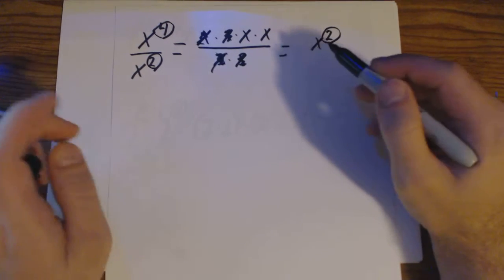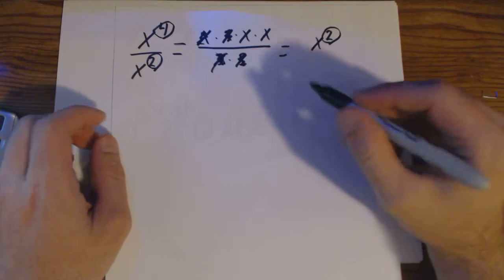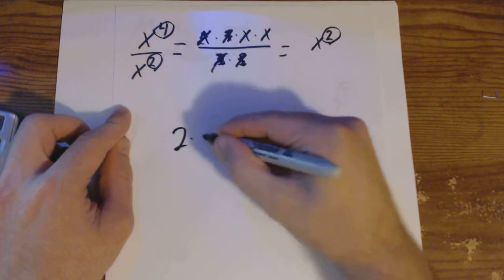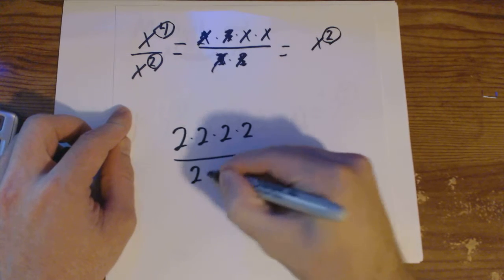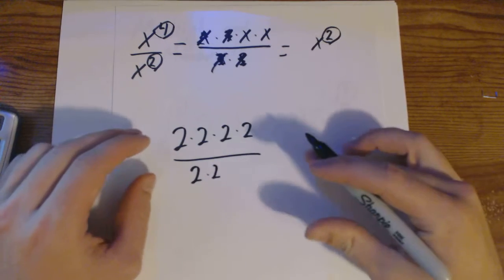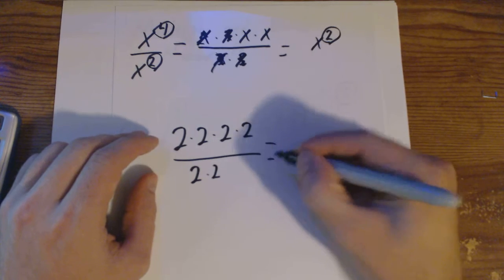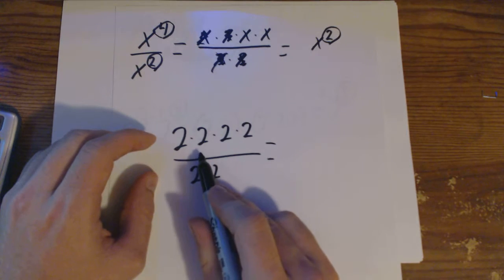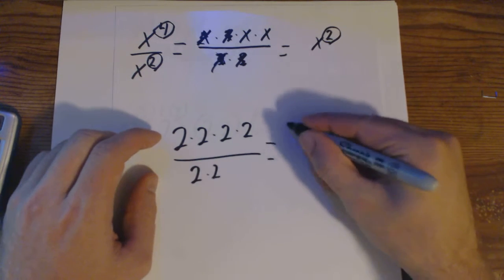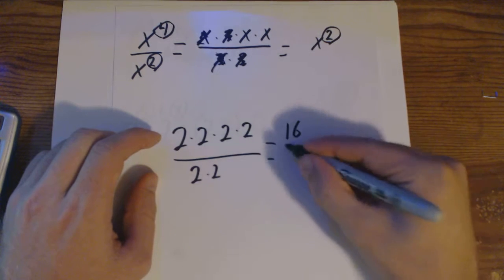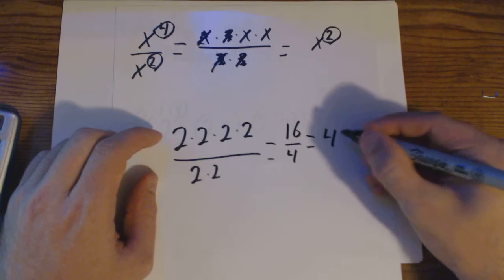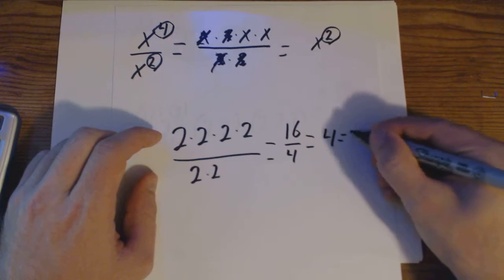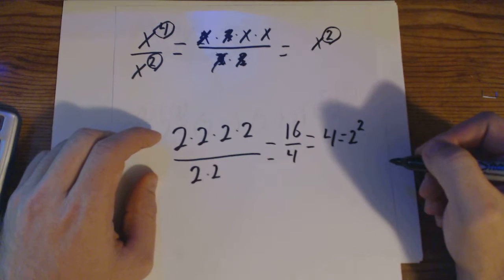Now, to show you how this works, again, we could try putting some numbers in here. If we have 2 times 2 times 2 times 2 over 2 times 2. Now, I'm not going to simplify this right away. Let's figure this out. 2 times 2 is 4, times 2 is 8, times 2 is 16. 2 times 2 is 4. 16 divided by 4 is going to be 4, which is equal to 2 to the second power.